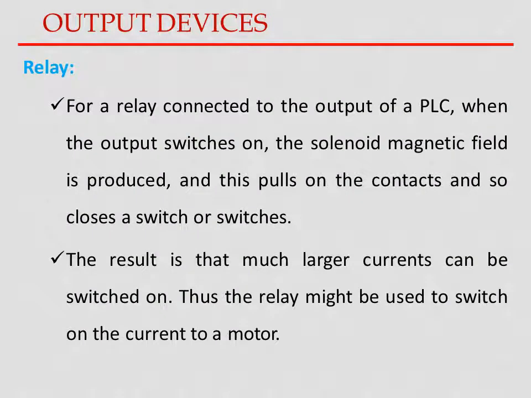The next type of output device is the relay. For a relay connected to the output of a PLC, when the output switches on, the solenoid magnetic field is produced and this pulls on the contacts and so closes a switch or switches. The result is that much larger currents can be switched on. Thus, the relay might be used to switch on the current to a motor since it handles larger currents.